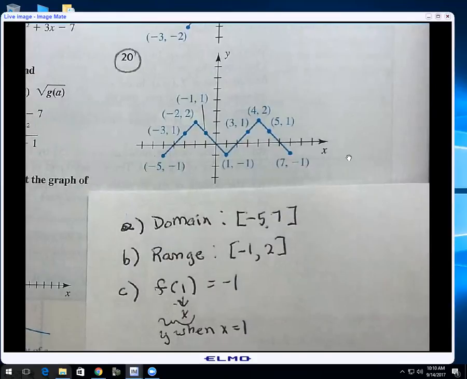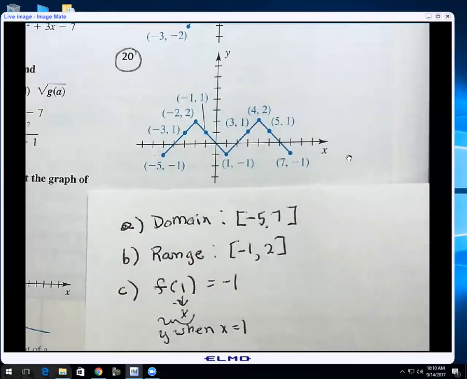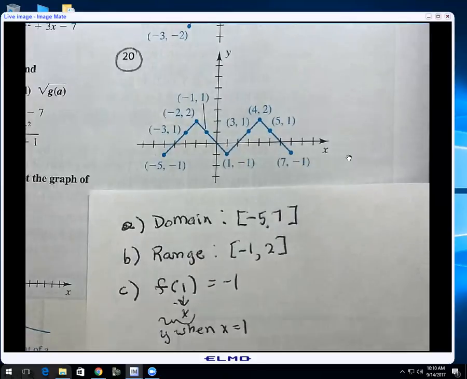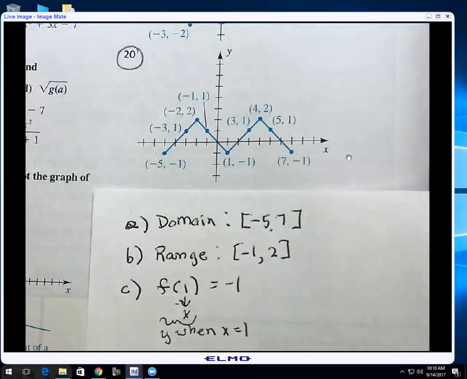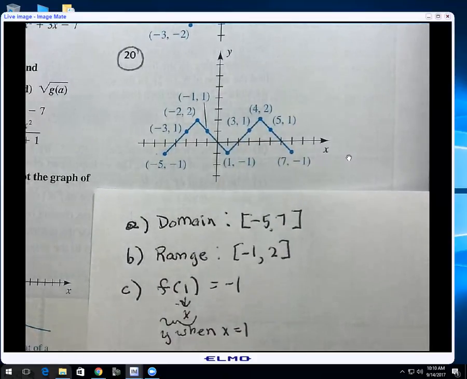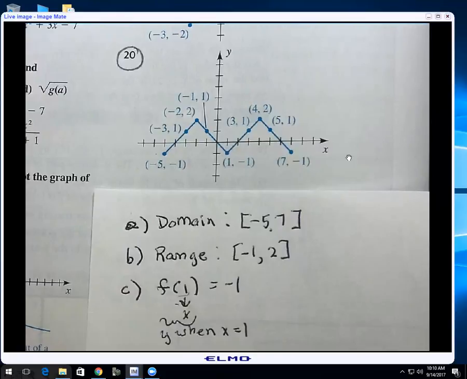Just to make sure you got it, what's f of 6? 0. When x is 6, that's right there, y is 0. f of 6 is 0. What's f of 0? When x is 0, y is 0. So that's how you pull function values off a graph when you're not given an equation. You're just looking for the y value at this particular x.